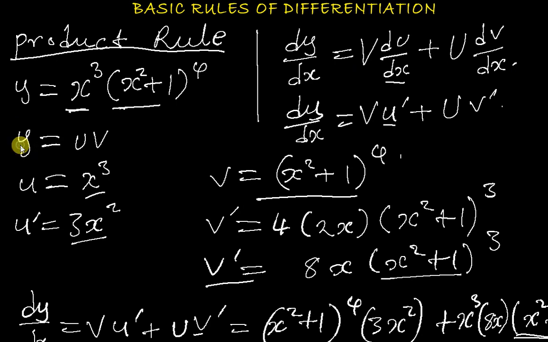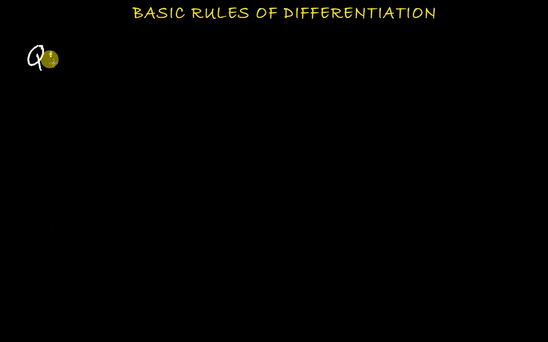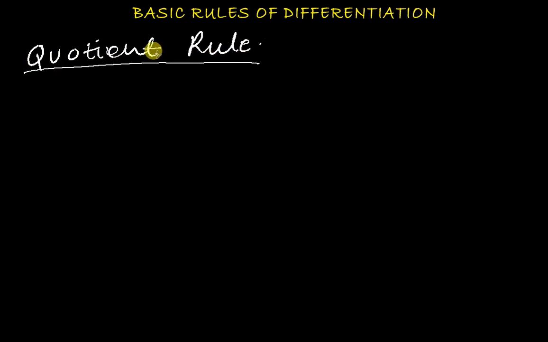All right. So let's quickly move on to the next rule, which is the quotient rule. Yeah. So the quotient rule. Okay. So the quotient rule, just the word itself, quotient, is also telling you something there. This is a rule that is used to differentiate two functions that are dividing themselves.